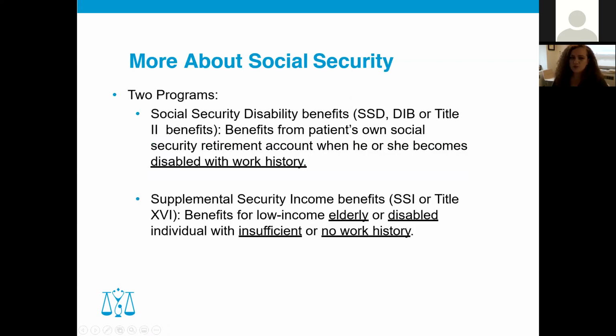So these two programs are different in a very fundamental way. The Social Security Disability Program is a benefit from a patient's own Social Security account when that person becomes disabled and has work history. Supplemental Security Income benefits are for low-income elderly or disabled people with insufficient or no work history.